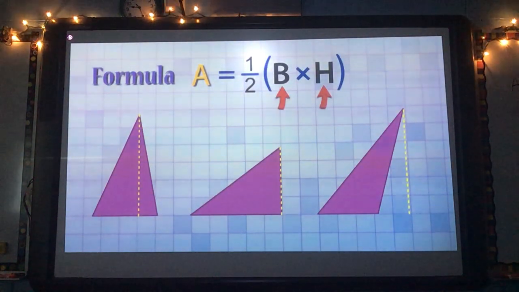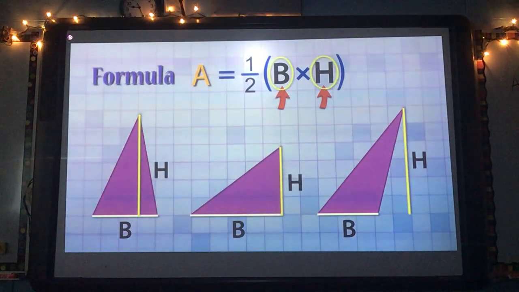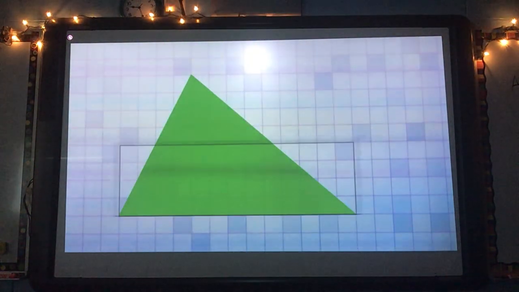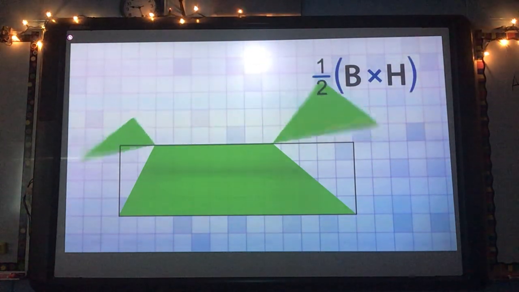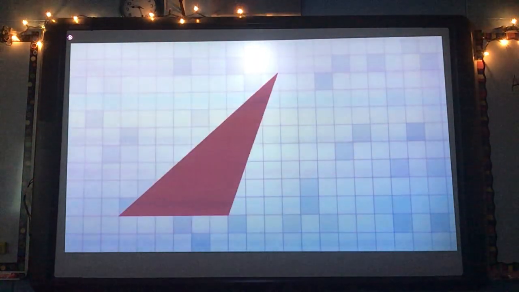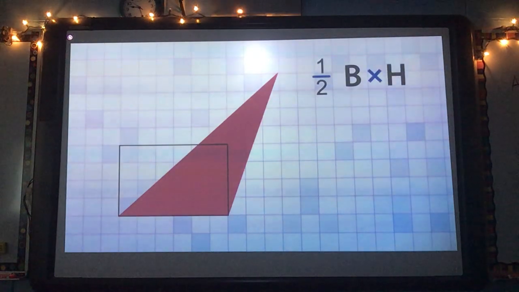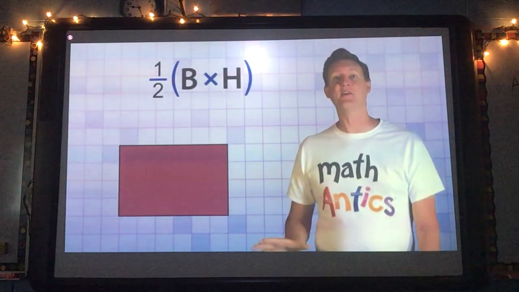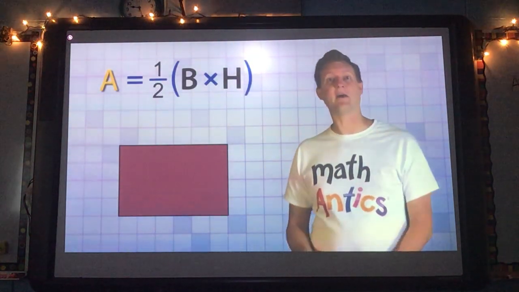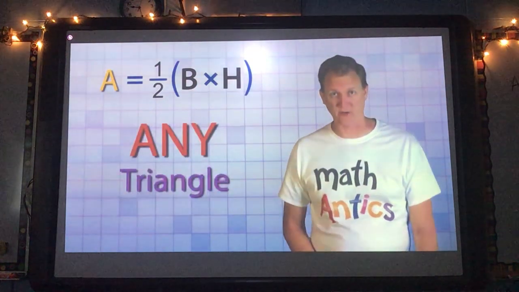So if we know these 2 measurements, base and height, we can just plug them into our formula to calculate the area. At first, you might not see how the same formula could work for all 3 types of triangles, but watch this. Here's an acute triangle, and this box is 1/2 its base times its height. If we cut our triangle up, you can see that it fits perfectly inside that area. But wait, there's more. Here's an obtuse triangle with a box that's 1/2 its base times its height. Again, if we cut up the triangle, it fits perfectly inside the box. Now you can see how the formula, area equals 1/2 base times height, works for any kind of triangle.